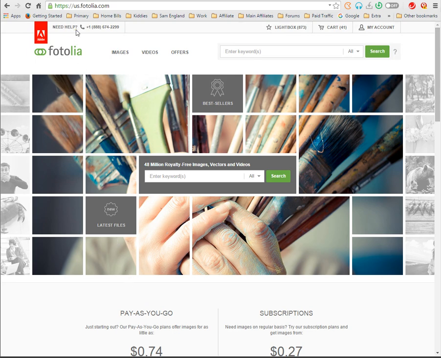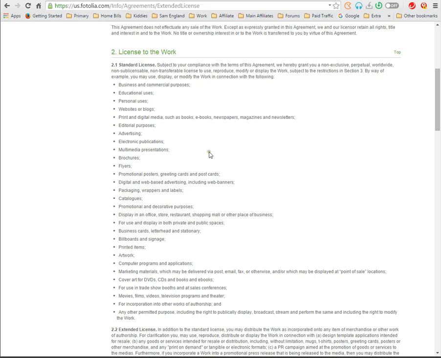Okay, so on Fotolia being a stock image website, let's look at the terms of service as it applies to photos downloaded from this website. Now, the standard license is what I'm generally buying, which covers anywhere from $1 to $8 per image. Your standard license includes, and there's a couple things we have to be careful of, you can reproduce, modify, or display the work subject to the restrictions in section 3. I'll get to that in just a moment. But right now, your standard license applies to print and digital media such as books, ebooks, newspapers, magazines, and newsletters.